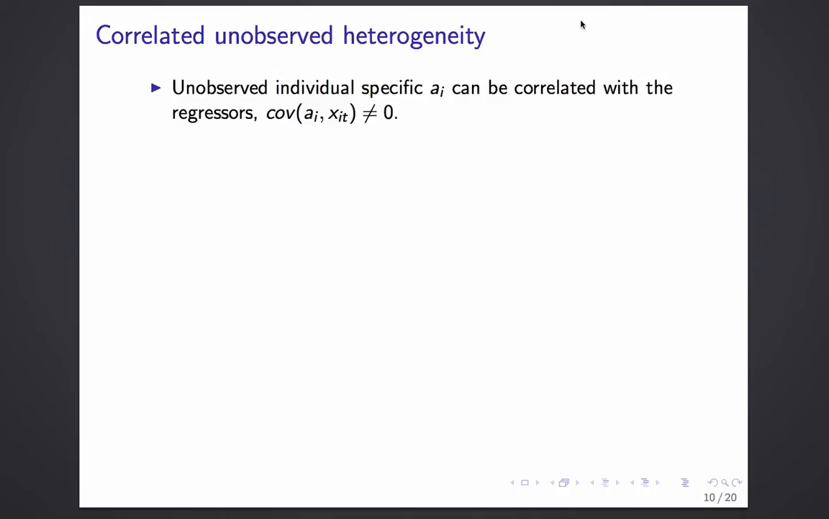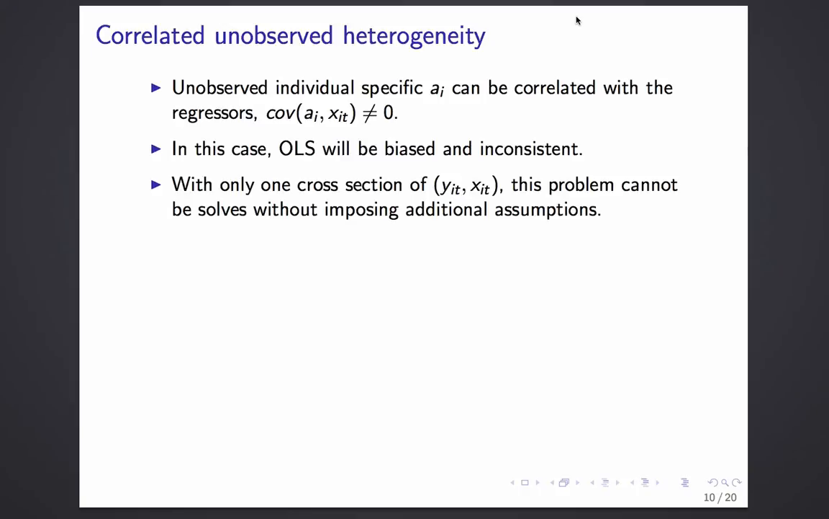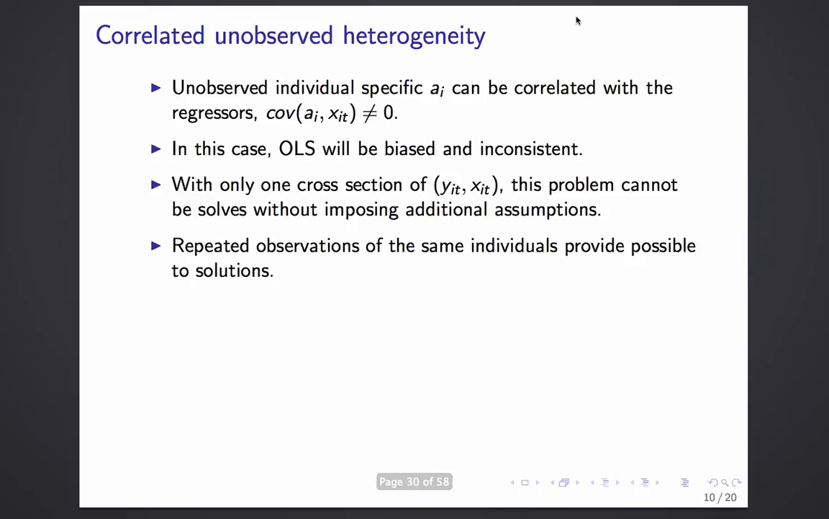That is, the correlation between ai and x is different from 0. As I said before, in this case we know that OLS will be biased and inconsistent. And with only one cross-section available to us, or one data set on our computer, we know that we cannot solve this problem of endogeneity without imposing additional assumptions. That is, we need an instrument. We need a valid instrument, and it needs to be relevant for the endogenous variable. But as I also said before, now that we're in this situation where we have repeated observations on the same individuals, we actually have another possible solution.